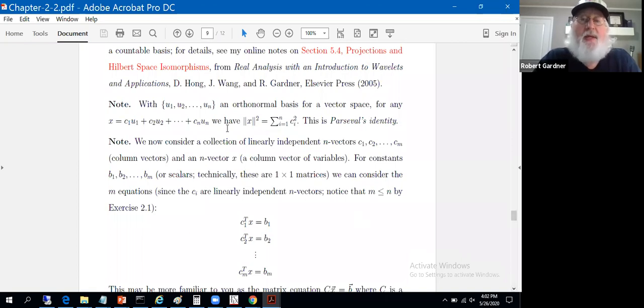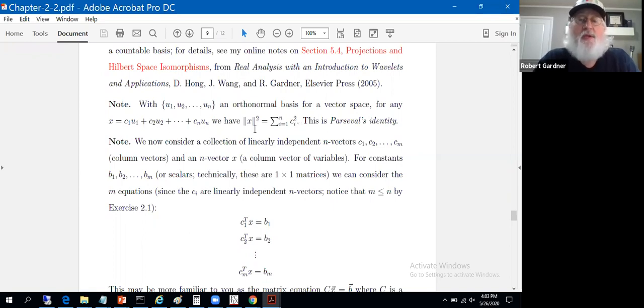But one parting comment about orthonormal bases. If u1 through u sub n is an orthonormal basis for a vector space, then we can take a vector x, write it as a linear combination using, say, coefficients c sub 1 through c sub n. Then Parseval's identity says, since you've used an orthonormal basis, it's easy to find the norm squared of that vector. You just take the sum of the squares of those coefficients, of those c sub i's. Piece of cake to prove.